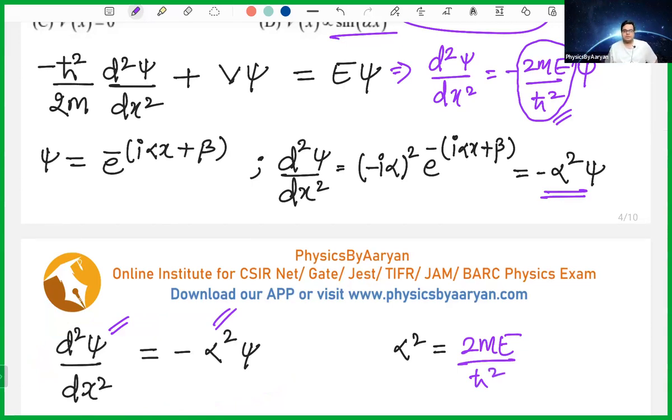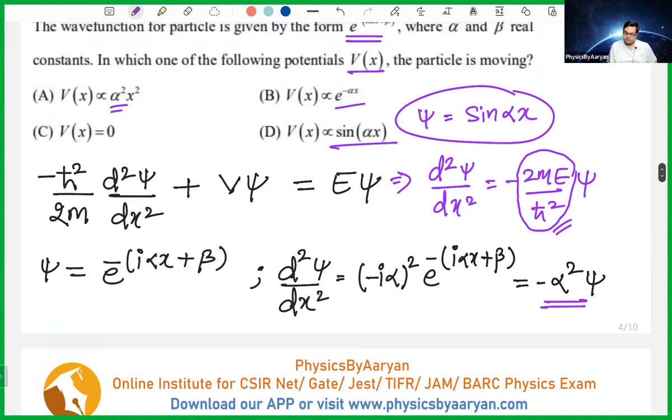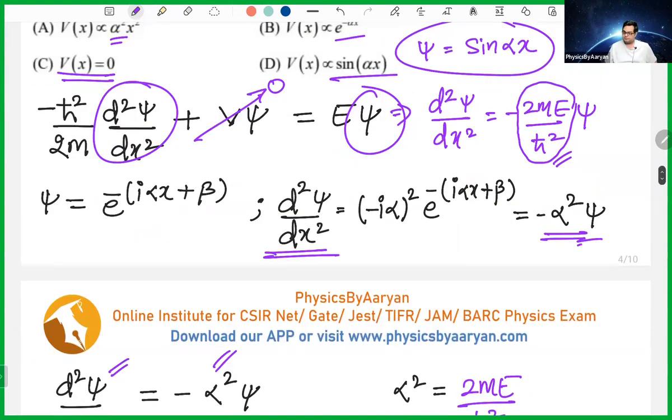So basically, if we have to match what we are getting with the Schrodinger equation, both of them will match only if potential is 0. Because if potential goes to 0, your double derivative is directly proportional to phi. And that is exactly what we are getting.